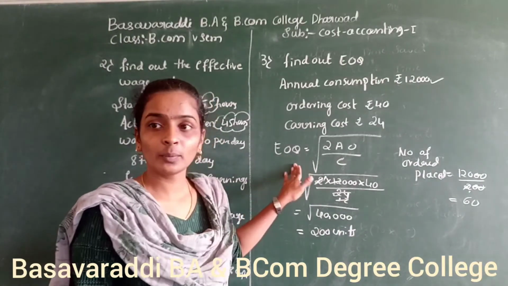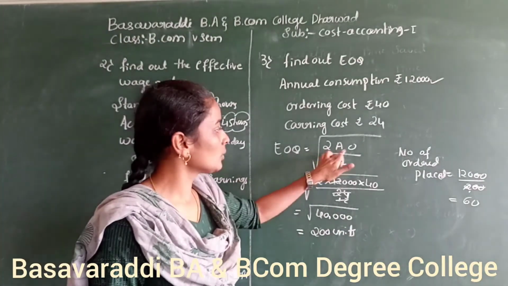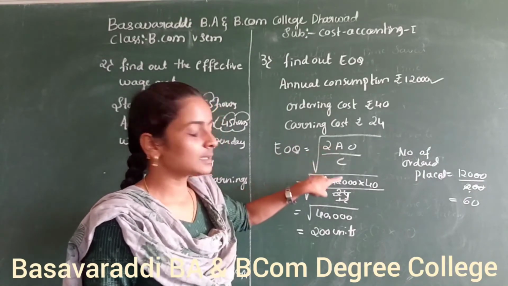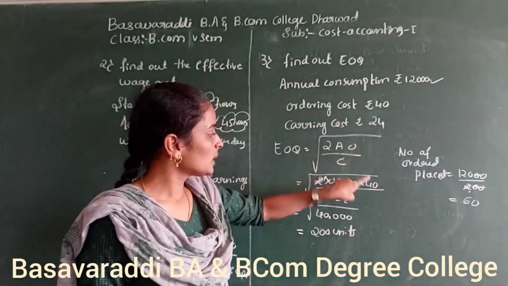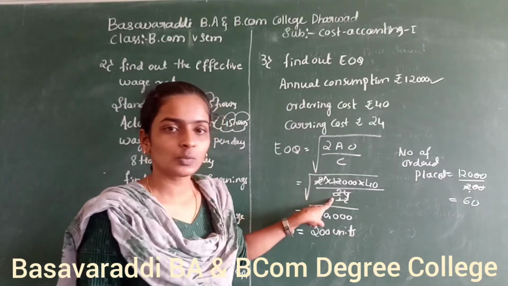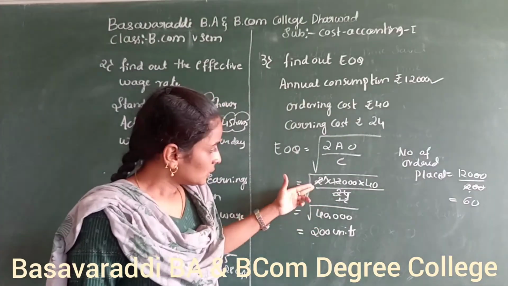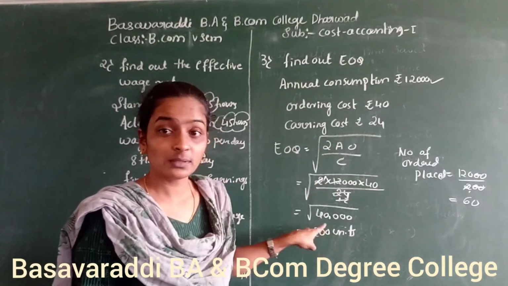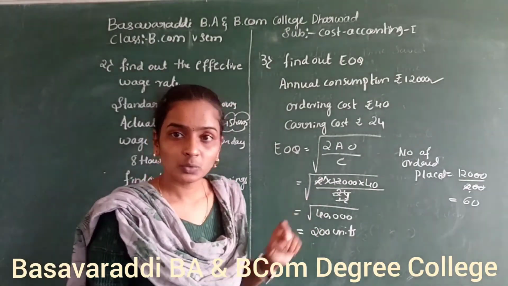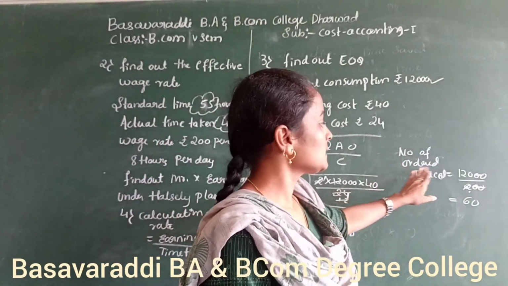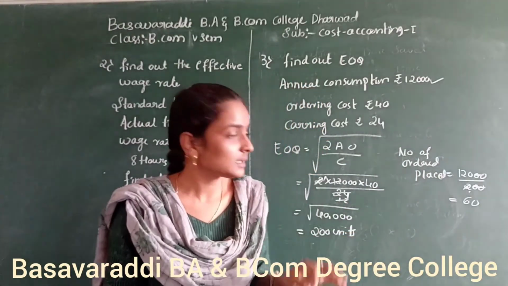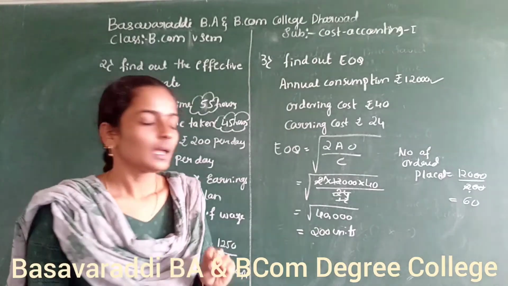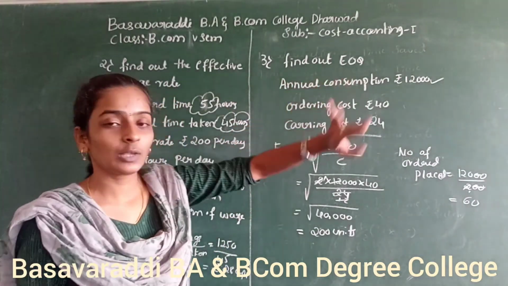EOQ, economic order quantity, is equal to the square root of 2AO divided by C. 2 into annual consumption 12,000 into O, which is 40, divided by C, which is 24, gives 40,000. The square root of 40,000 is 200. Number of orders placed is 12,000 divided by 200, that is 60. I hope you understood the EOQ.